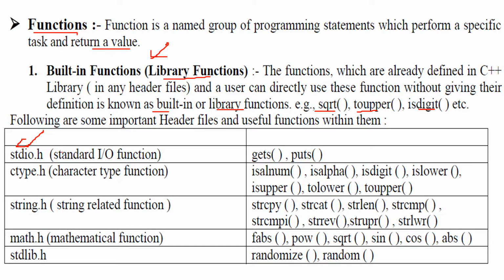Like in stdio.h, you find getchar, putchar. ctype.h is for character type functions. This is for string related functions. This is math and standard library, like randomize, random. For string we have strcpy, strupr, like this. Mathematical functions include absolute value, square root, cos, sine, all these. For ctype, toLower, isDigit checking can be done.